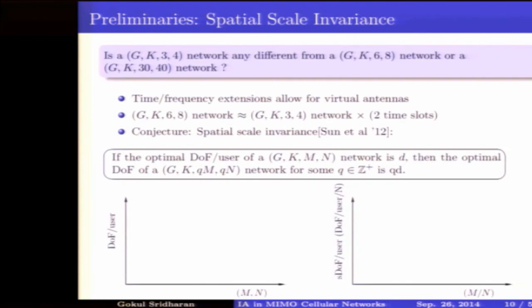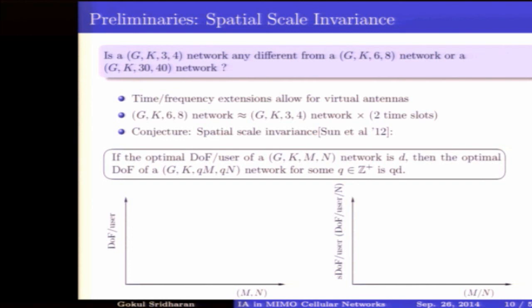Alright, so this is probably a very important slide here. There is this notion called spatial scale invariance. What it really asks is, how different is a G-cell K-user network with 3x4 antennas from 6x8 or 30x40 antennas? I'm just scaling up the number of antennas. And the conjecture is that if you are able to achieve D degrees of freedom per user in this particular network, then you'll be able to achieve 2D in that network and 10D in this network. Things are going to scale.